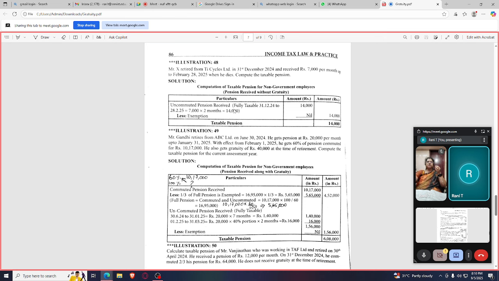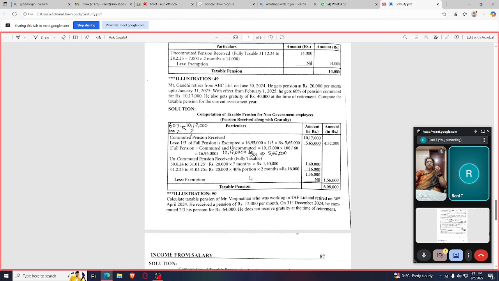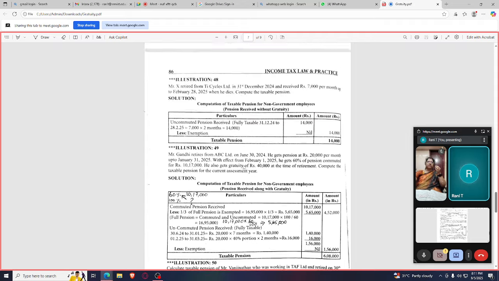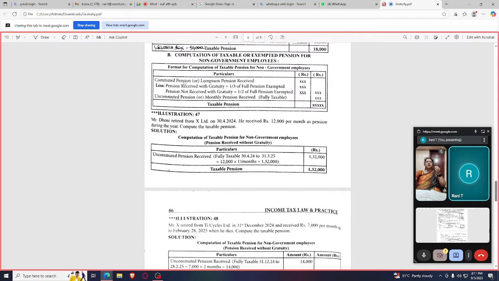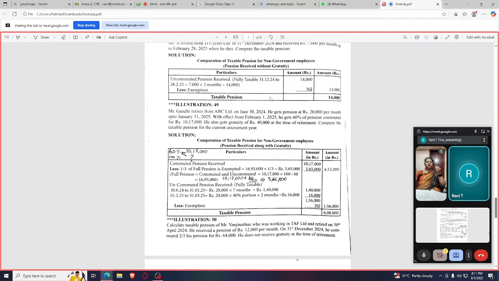7,000 into 2 months, that is 14,000. So 14,000 becomes the full taxable pension. Next one. This is the format we have learned, and this is the way we are going to learn here.